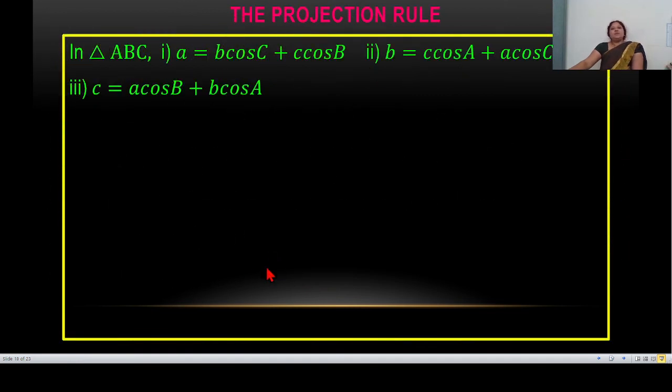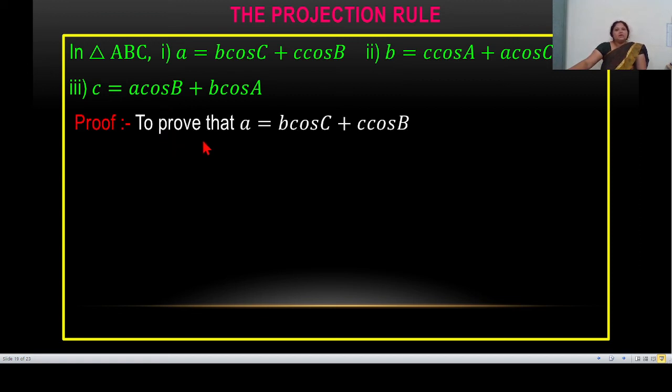Next point, the projection rule. In triangle ABC, prove that first, a equals b cos C plus c cos B; second, b equals c cos A plus a cos C; and third, c equals a cos B plus b cos A. To prove that a equals b cos C plus c cos B.